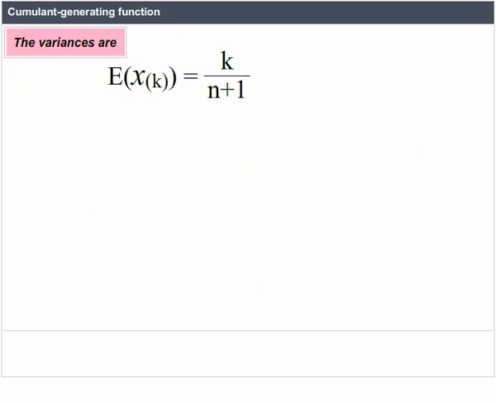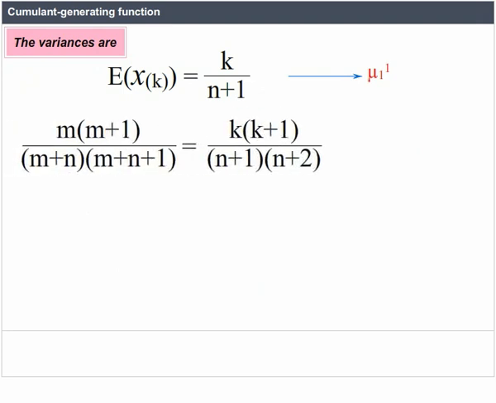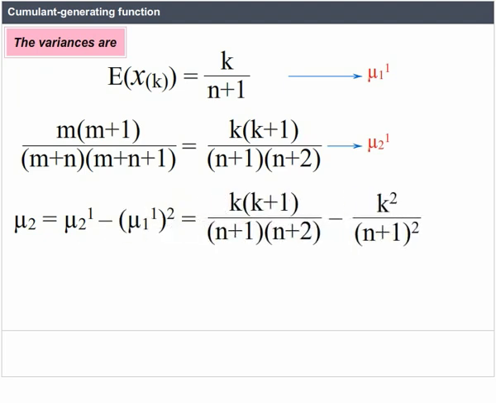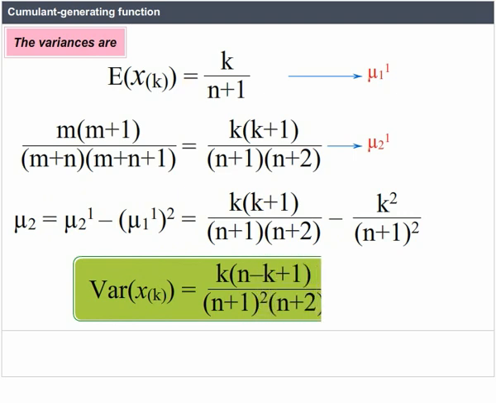Then m into (m plus 1) divided by (m plus n) into (m plus n plus 1) equal to k into (k plus 1) divided by (n plus 1) into (n plus 2), which tends to mu2 dash. Mu2 equal to mu2 dash minus mu1 dash square equal to k into (k plus 1) divided by (n plus 1) into (n plus 2) minus k square divided by (n plus 1) whole square. Then finally, variance of Xk equal to k into (n minus k plus 1) divided by (n plus 1) whole square into (n plus 2).